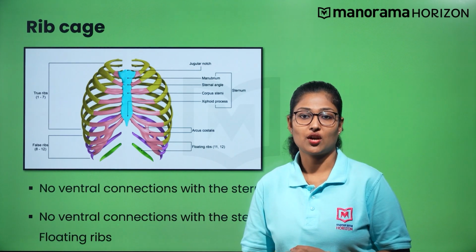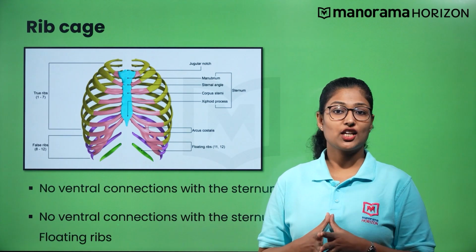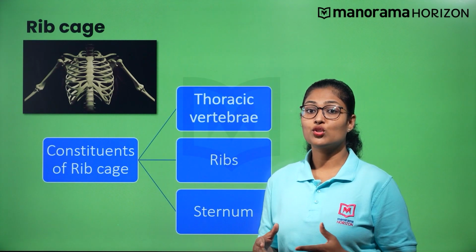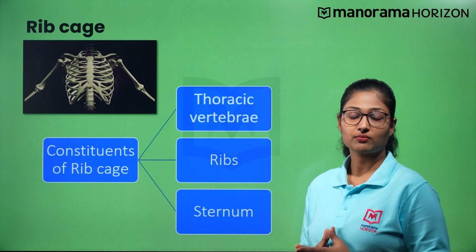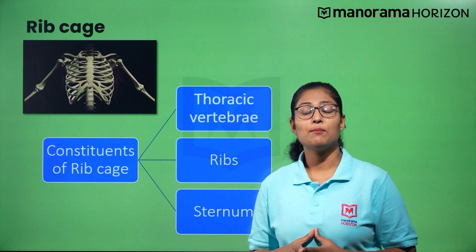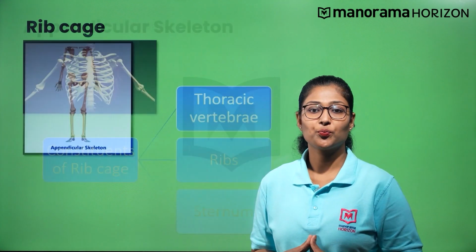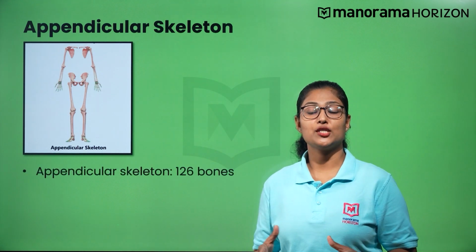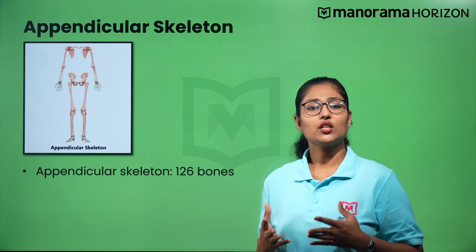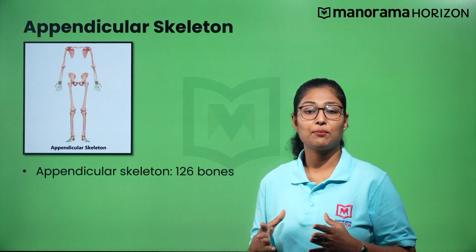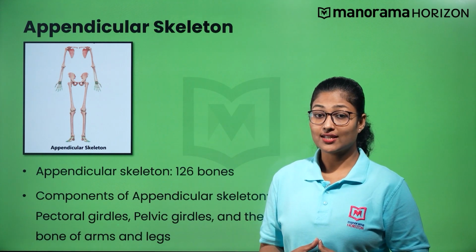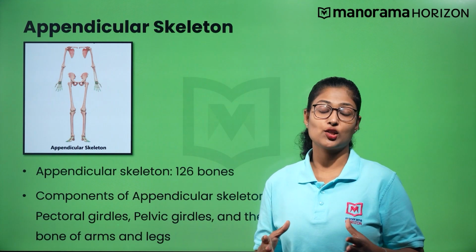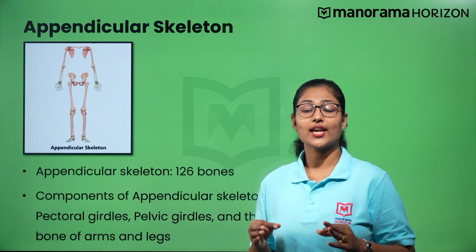Let me ask you a question now. What constitutes a rib cage? Thoracic vertebrae, ribs and sternum together form the rib cage. It's time to learn more about the appendicular skeleton now. A total of 126 bones belongs to the appendicular skeleton. What constitutes the appendicular skeleton? Pectoral girdles, pelvic girdles and the bones of arms and legs constitute the appendicular skeleton. Let us find out each one in detail.